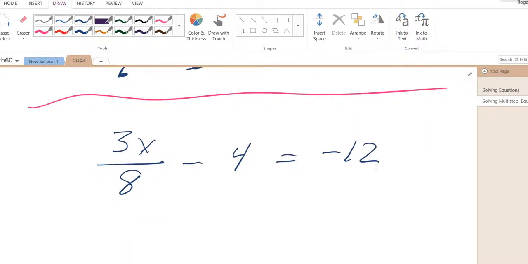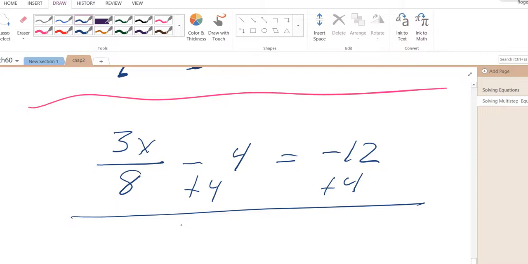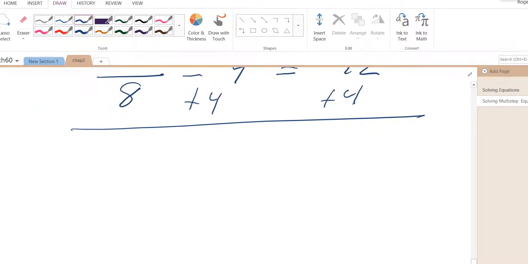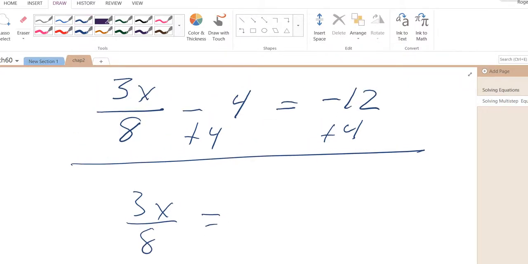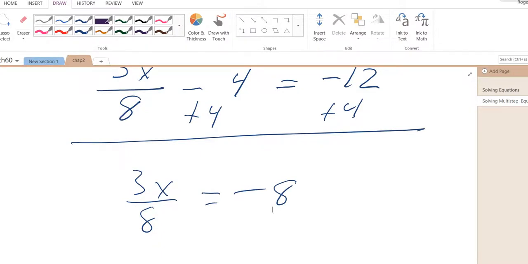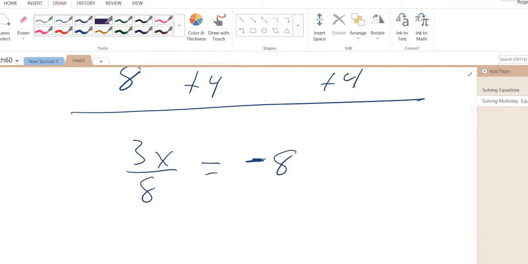So what should we do first? Yeah, let's add the 4. It doesn't change anything just because we have a fraction there. 3x over 8 equals negative 8. Good. All right, now we talked about this on Monday. Here's a one-step equation now. We talked about the different ways of solving this. I don't know how many people got to this part on their assignment. So what's one thing we could do here to get the answer?